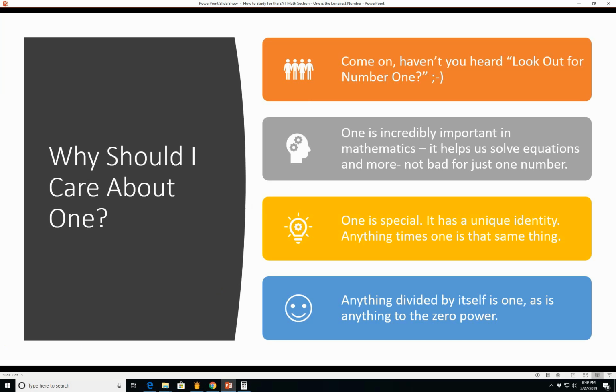1 is special. It has a unique identity. Anything times 1 is that same thing. Anything divided by itself is 1, as is anything to the 0 power. So 2 divided by 2 is 1, smiley face divided by smiley face is 1, smiley face to the 0 power is 1. The only thing that is not 1 when you take it to the 0 power is 0, because then it becomes meaningless. Is it equal to 0 or is it equal to 1? So not literally anything. 0 is the one exception to that. 0 to the 0 is a meaningless expression.